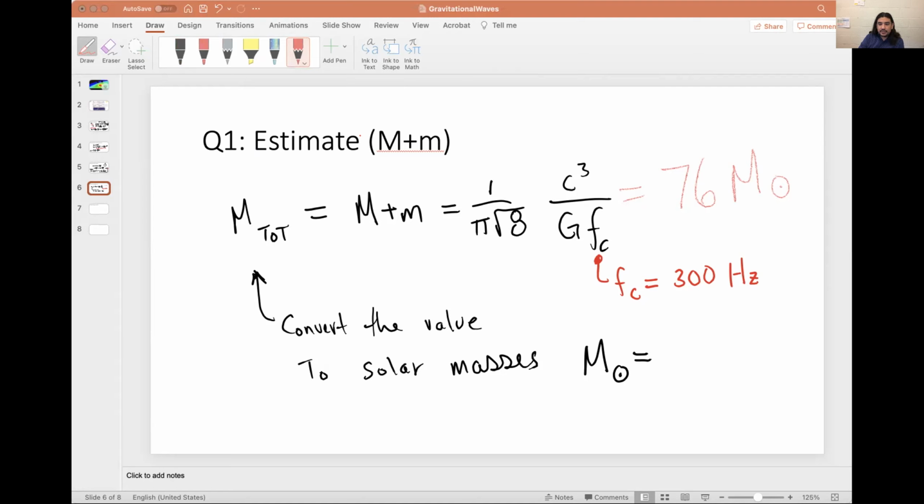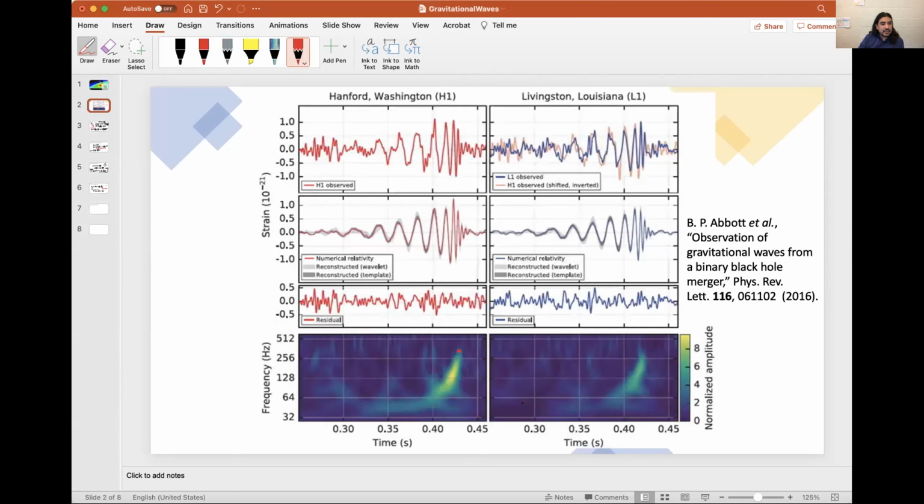I don't know if you guys agree with me, but this is awesome, right? That you can see this close of an agreement. 76 versus 65, with the very complicated equations, and it's just from reading the value on the data right here. Any questions about that?